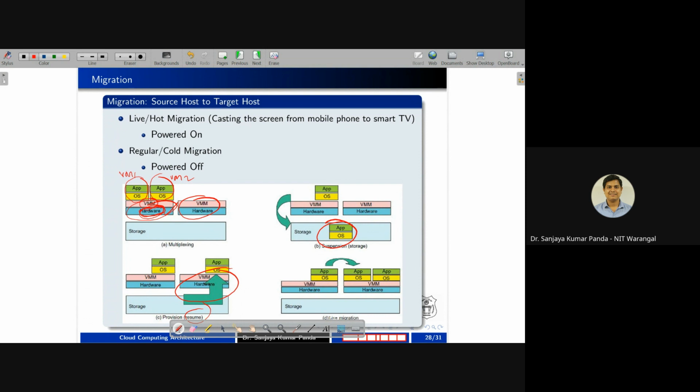So we have to decide which migration technique we need. Again, there are a lot of challenges when you go for hot migration. A cold migration is quite simple in comparison to hot migration, right? If you do migration on the go, it is really challenging. So this is also one of the aspects when we go for the cloud computing architecture.